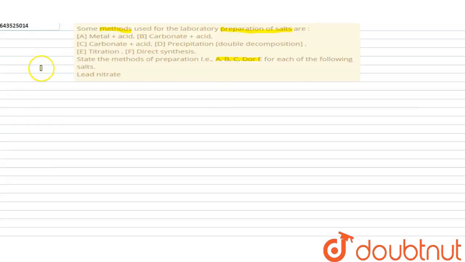Okay. So now what we have been asked is for lead nitrate. Okay. So here lead nitrate is done by metal plus acid.